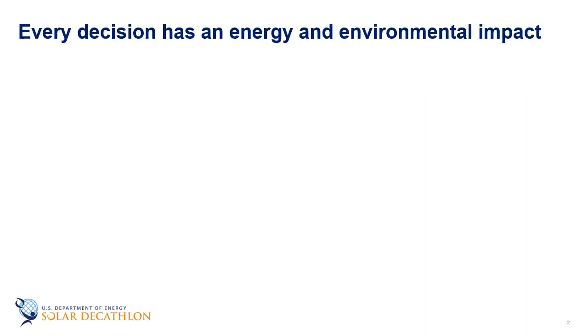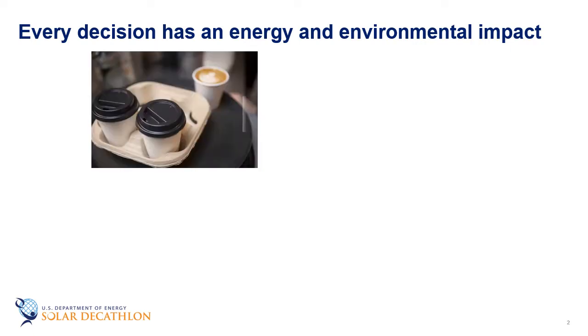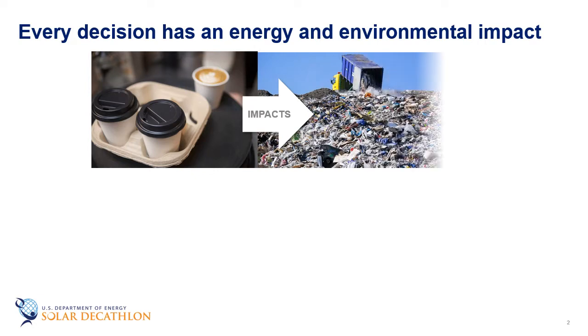What do we mean when we say every decision has an energy and environmental impact? Well, say you have a cup of coffee every morning. Where did that coffee come from? What kind of cup is it in? If it's a disposable cup, it gets used once and likely ends up in a landfill. So there were energy and environmental resources that were used to make the cup. And then it gets used once before more energy and environmental resources are used to dispose of it.